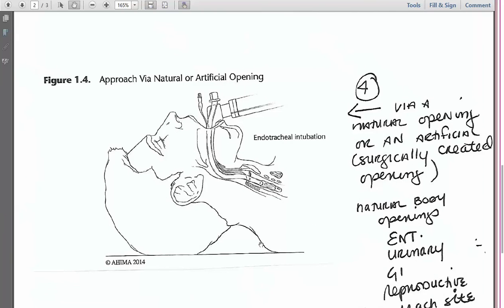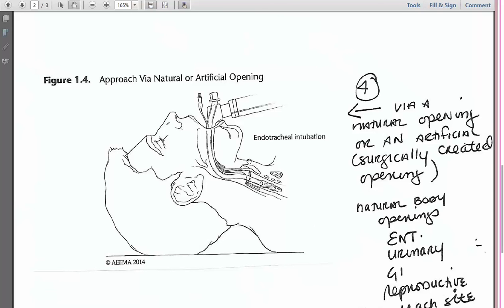The 4th surgical approach is via a natural or artificial opening. For the most part, you will be seeing surgical documentation where the physician is going through a natural opening such as the mouth or the nose or the other natural openings of your body, which are related to the urinary system, the GI system, and of course the reproductive system.